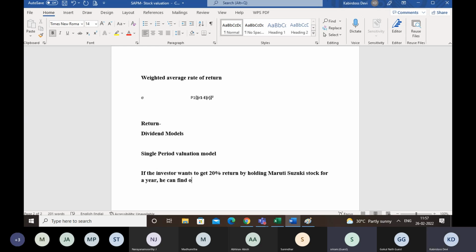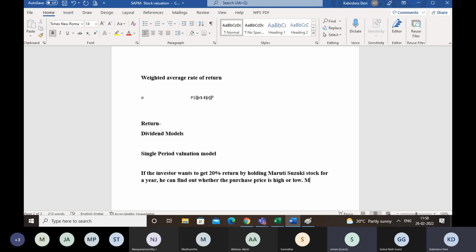Are you writing down along with me? Yes, ma'am. He can find out whether the purchase price is high or low. He wants to check whether the current price is high or low, because he wants 20% return if he is going to hold for the year, and he can find out whether the current price is high or low.